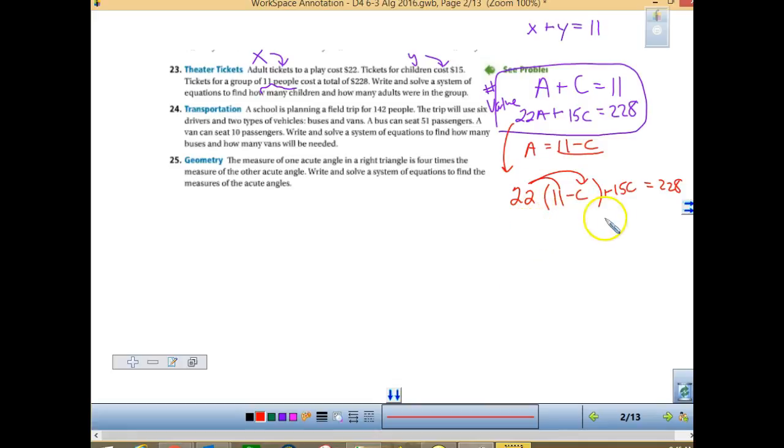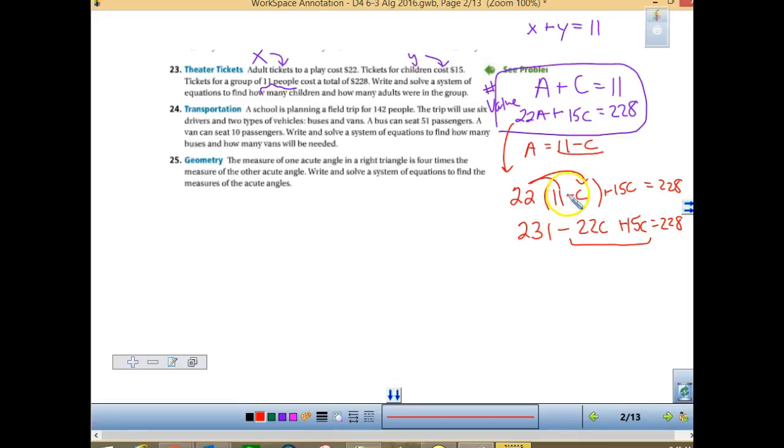All right, so then we would finish solving this. Do I need to finish solving this one? Yes, let's go through this one. So take 22 times 11, please, on your calculator. 22 times 11, what do we end up with? 231. Minus 22C, right? Plus 15C equals 228. I want to add my like terms together.